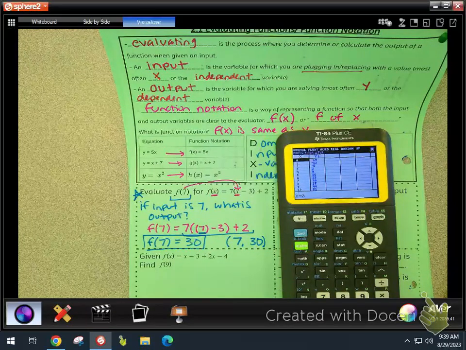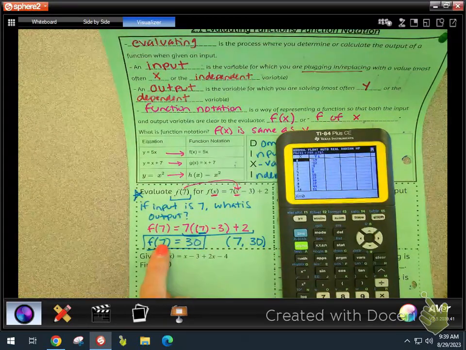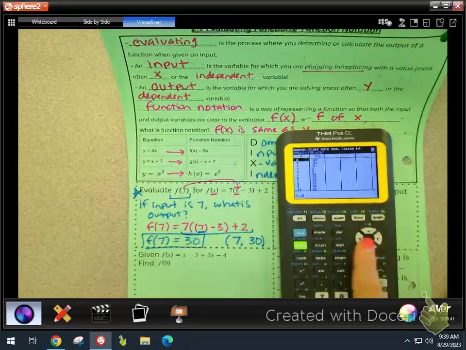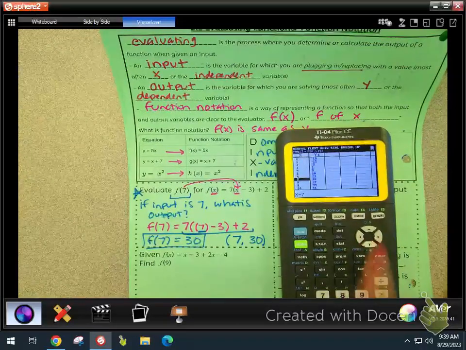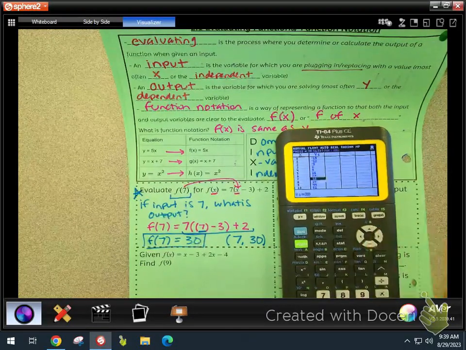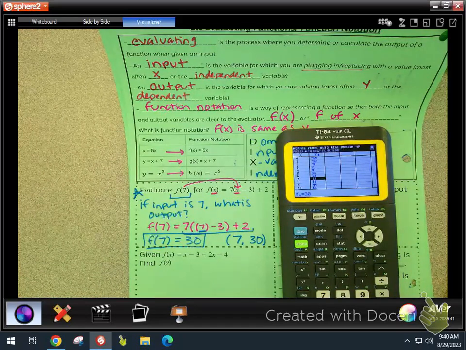So if we want to check our work, where should we go? What input are we looking for on this problem? 7. So we're going to scroll to where x is 7, and boom, what's right next to it? 30. So did we do our problem right? Yes. Okay? So I want you to show me your work by plugging it in and writing it out, but you can 100%, 1000% should go put this in your calculator and check it there.